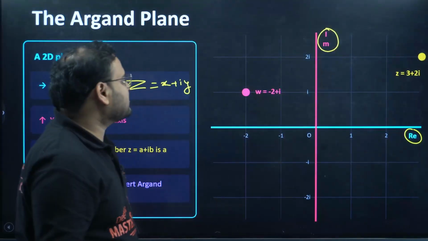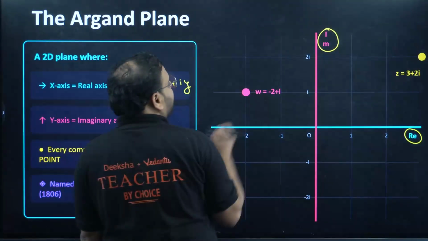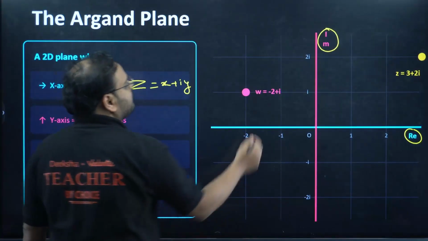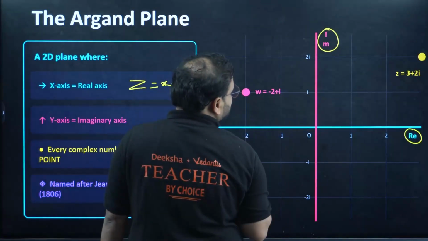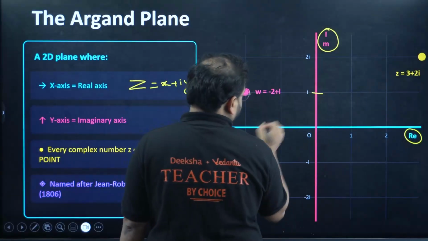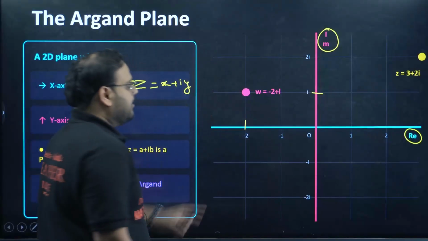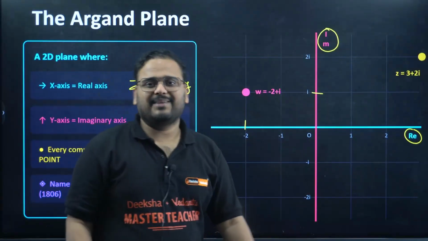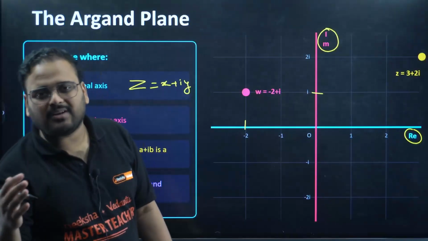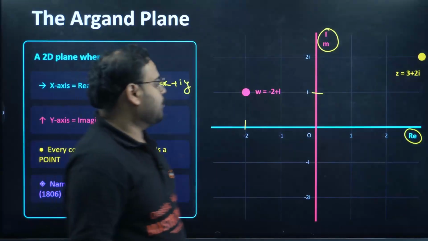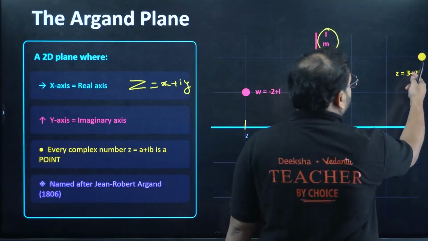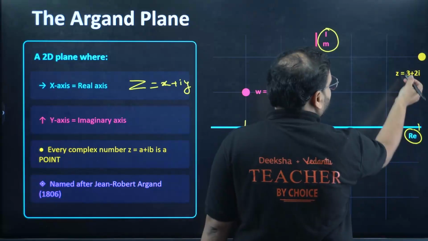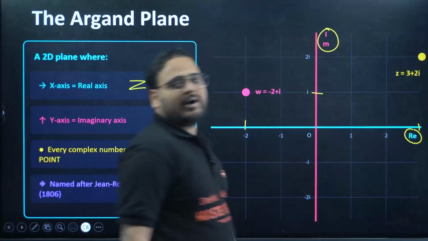Okay, so let's look at some examples. If omega or w is a complex number, then this is -2 plus i. It means this over here and this over here. -2 is on the real axis and i is on the imaginary axis, basically i into 1, or you can write it as i also. So over here you can see 3 plus 2i. The value 3 is on the real axis and 2i is represented on the y-axis.